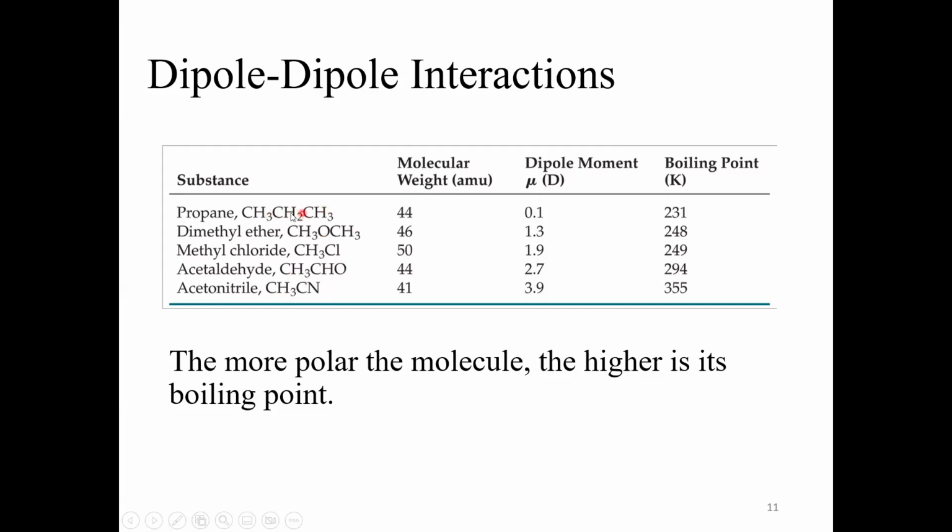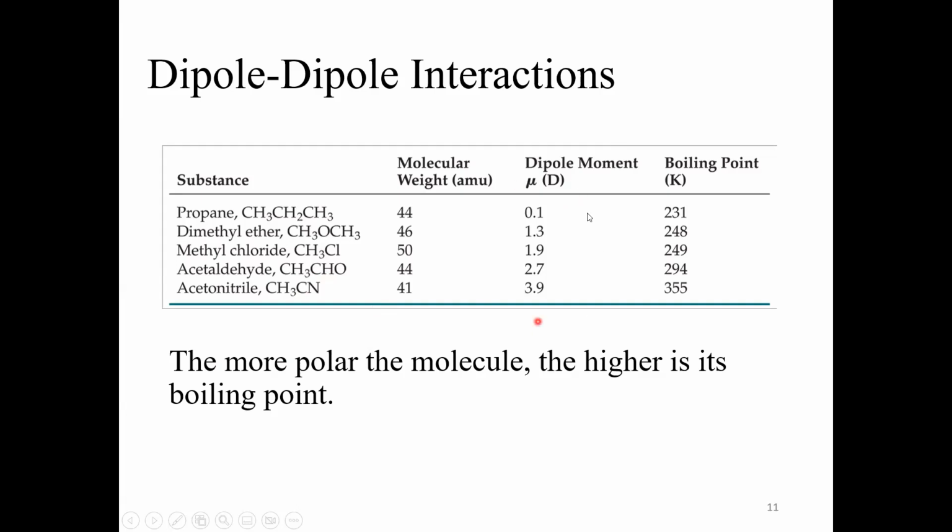So we've got propane, which is just a couple more carbons with hydrogens filled in. Then we've got dimethyl ether, which is essentially just two methyl groups on each side of an oxygen. Methyl chloride, just added a chlorine, acetaldehyde, and then acetonitrile.